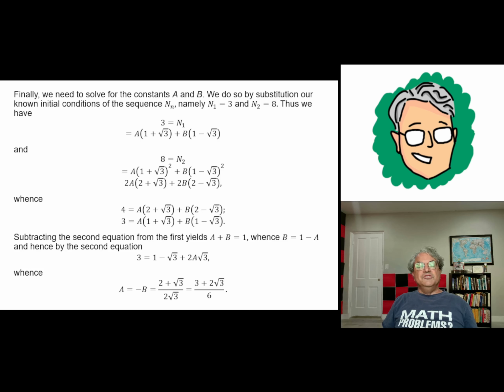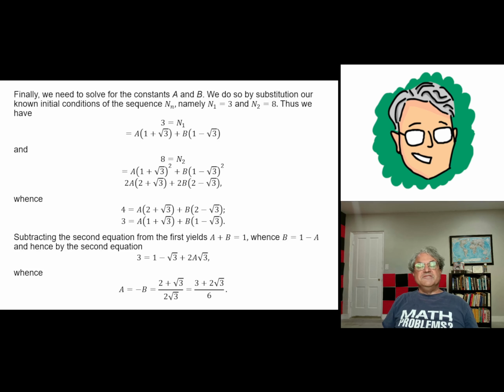And then when you plug in 2, there's 8 solutions. Remember, there's 9 strings of zeros, ones, and twos of length 2, but then we're not allowing 2. So that gives us 8. So now we just plug in again for n equals 2. We get 8 equals a times 1 plus square root of 3 quantity squared plus b times 1 minus square root of 3 quantity squared.